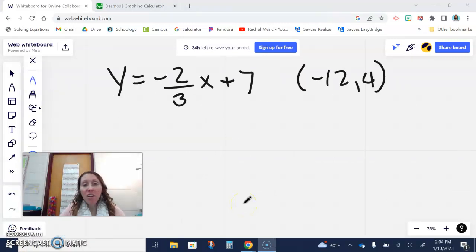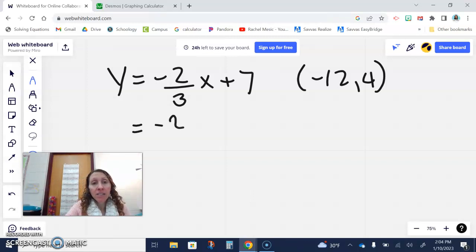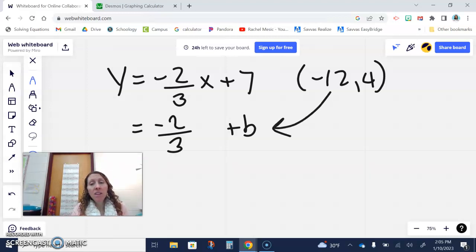All right, let's try another. Let's say we have a line that's parallel to y equals -2/3 x plus 7, and it passes through the point -12, 4. So we're going to have to write another equation that has the same slope. It's going to have a different y-intercept, and we're going to replace the x and the y with these coordinates. So the x value is -12 times -12, and then the y is 4. So remember, the x is first, the y is second of the coordinates.